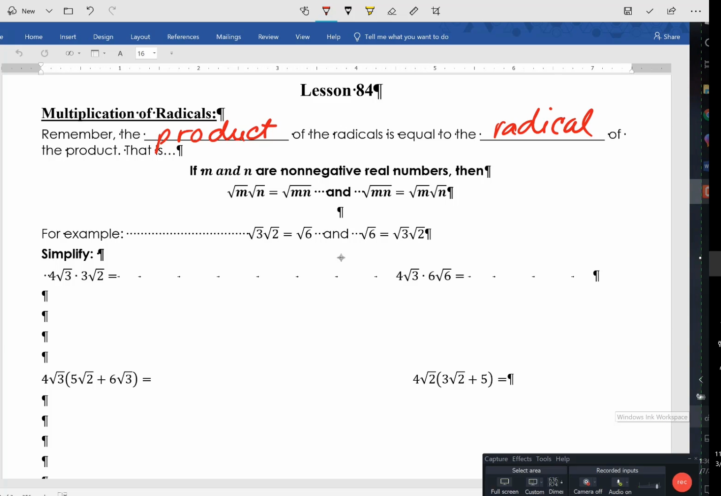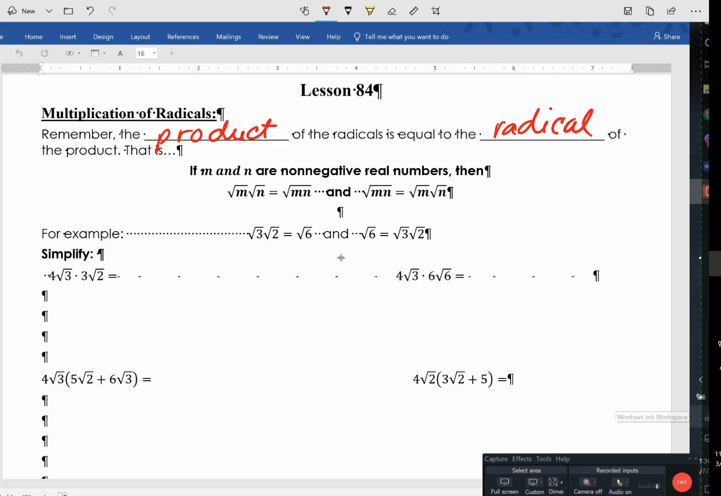of the product. That is, if m and n are non-negative real numbers, then the square root of m times the square root of n is equal to the square root of m times n. So if you're multiplying square roots, then you can just multiply the radicands. And if you have a product that is in a square root, like the square root of m times n, you can separate those two factors into two different square roots and multiply them.